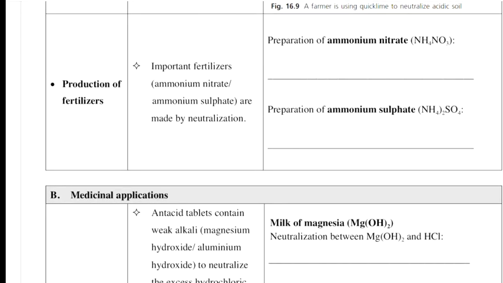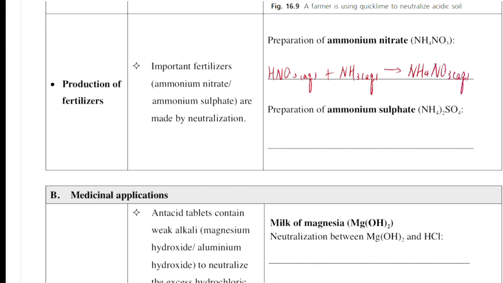Also, it is used to make some of the important fertilizers, for example, ammonium nitrate and ammonium sulfate. So the first one, how do we make ammonium nitrate? We make use of nitric acid and then react it with ammonia. So it would produce ammonium nitrate for us.